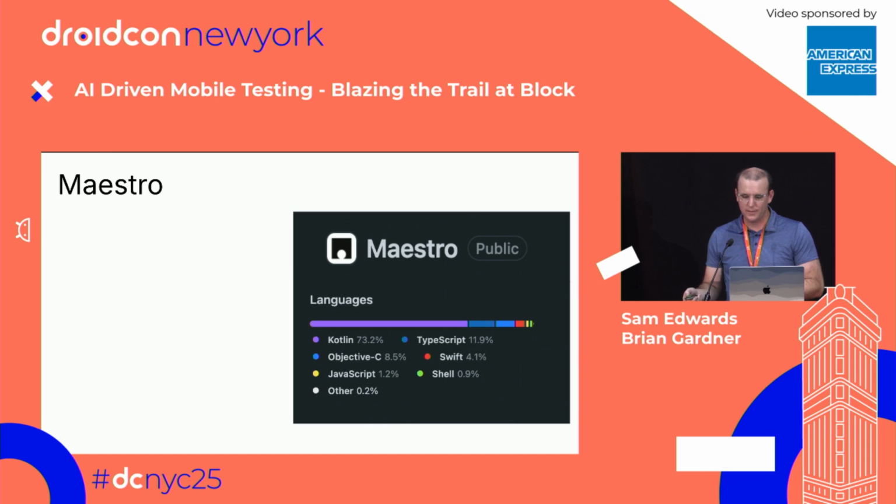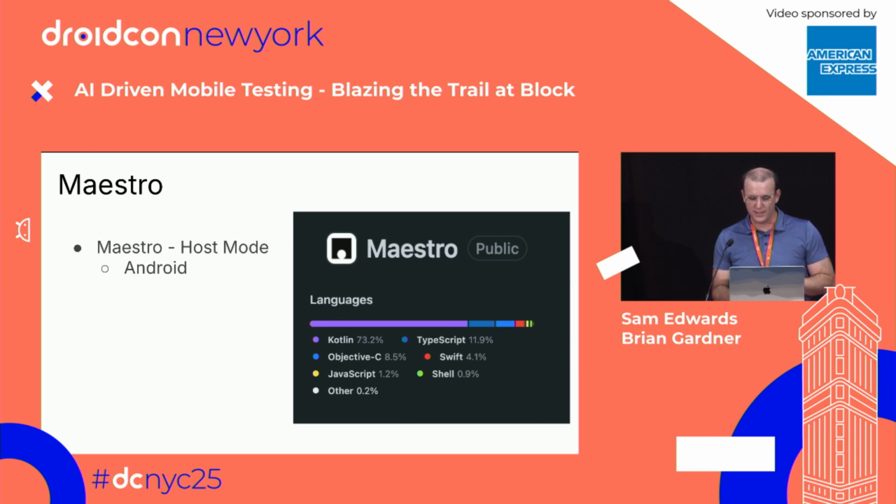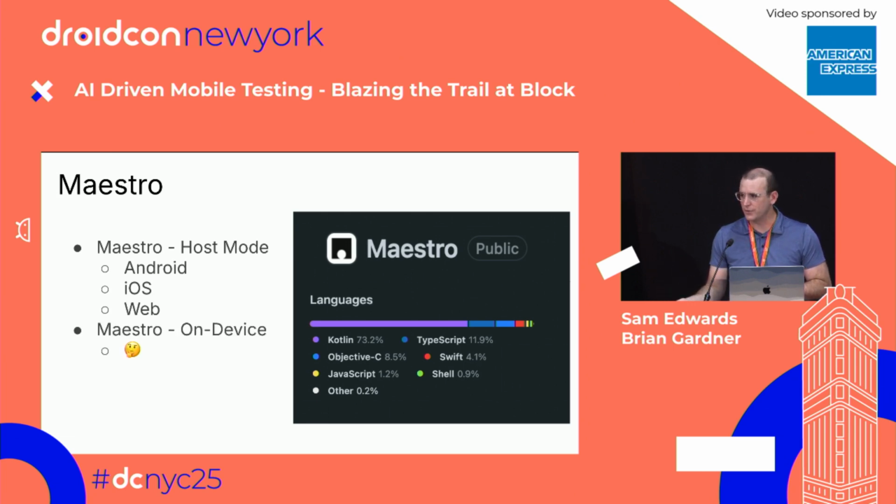So then we said, wait, Maestro's written in Kotlin. Kotlin can run on device, it can run on host. So then I looked in deeper and tried to figure out what we could do. Again, their host mode is running on your laptop or on a machine that's controlling the device. They have Android, iOS, and beta web support. But for on-device, how are we going to approach this?